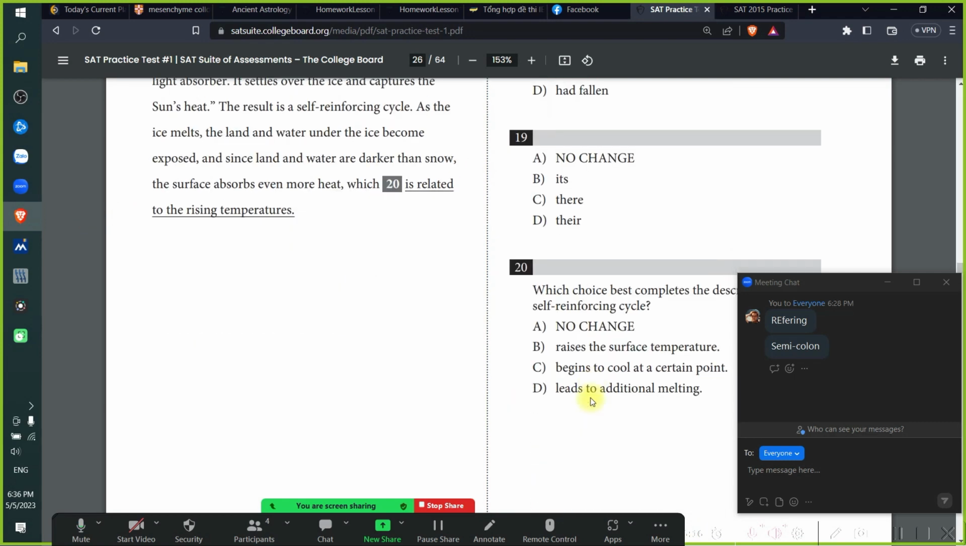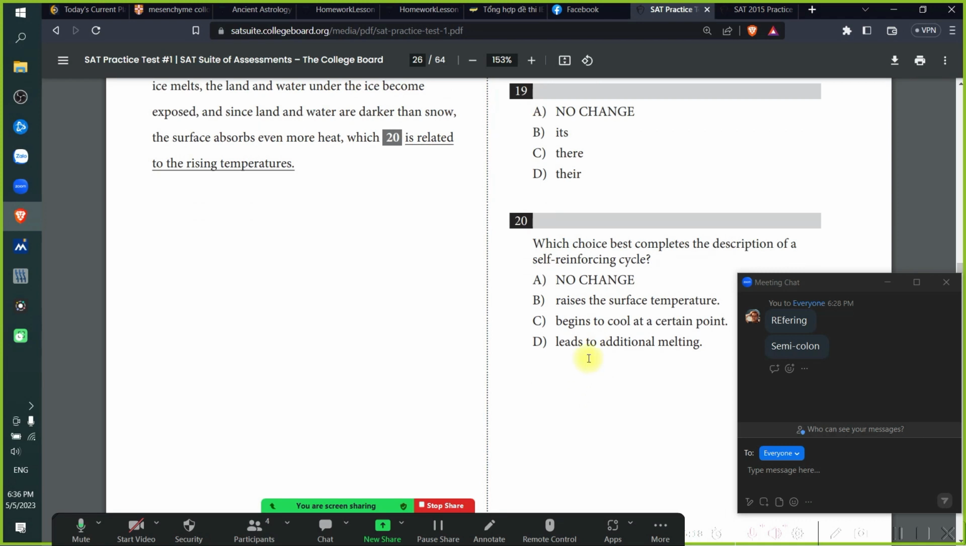Okay, now 20. Which choice best completes the description of a self-reinforcing cycle? Sự lựa chọn nào nó hoàn thành được tốt nhất cái mô tả của một cái vòng mà nó tự động reinforce, giống như là làm mạnh lại, cứu viện, chi viện. Self-reinforcing giống như nó tự động làm cho nó mạnh lại, tự động làm cho nó bổ sung, bổ trợ lại.